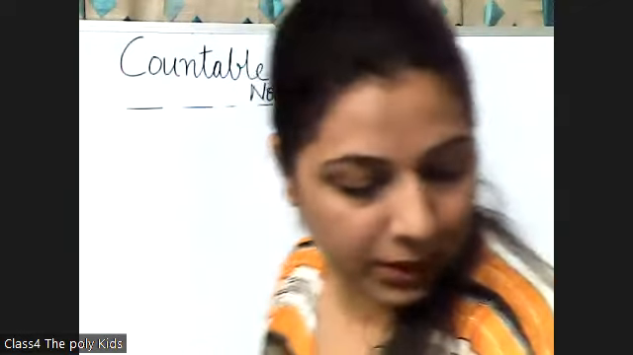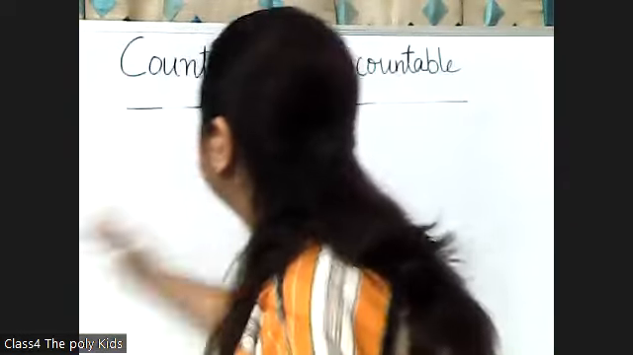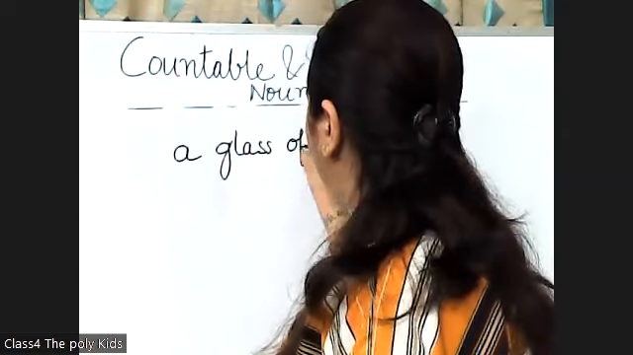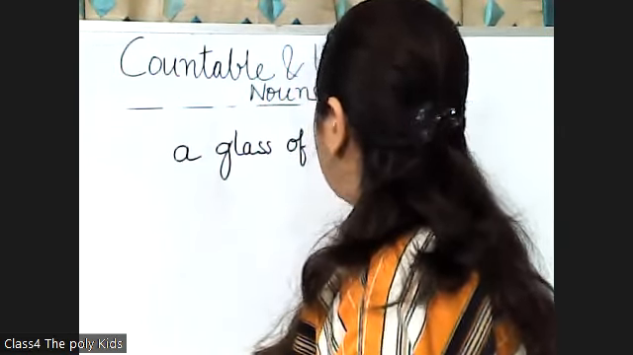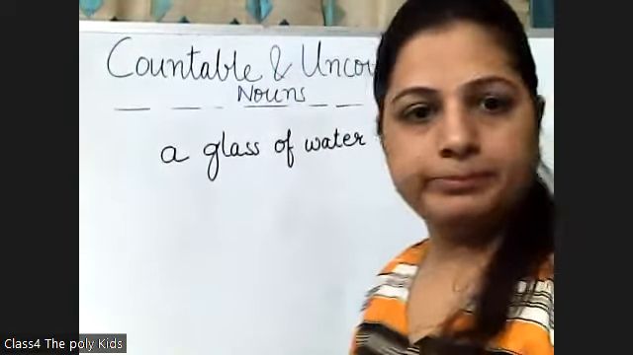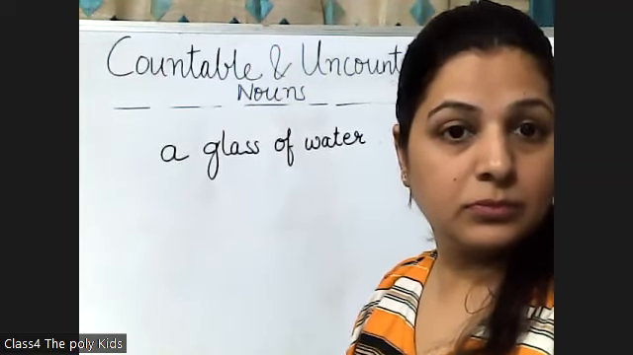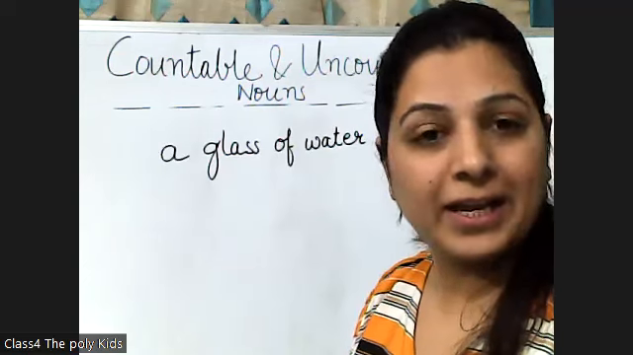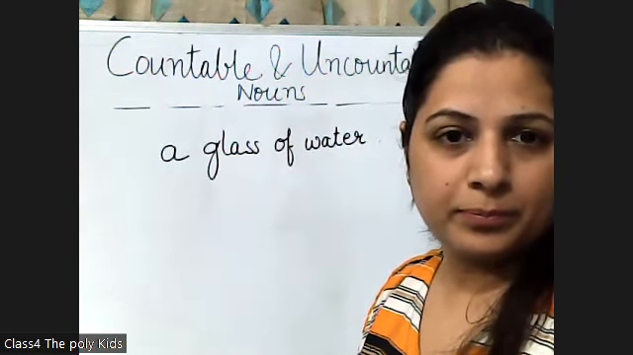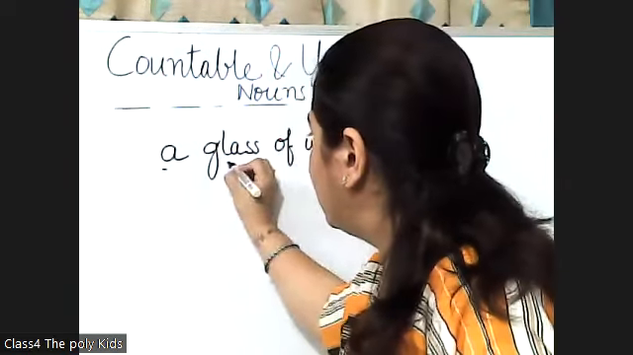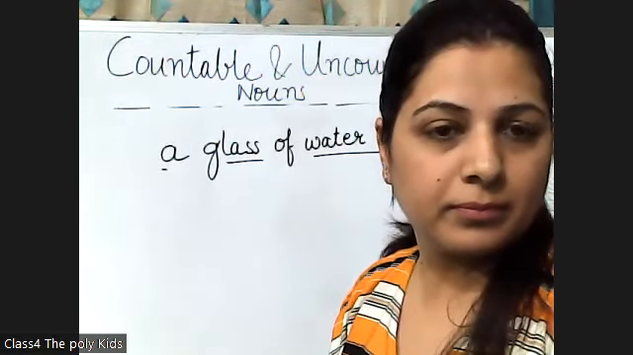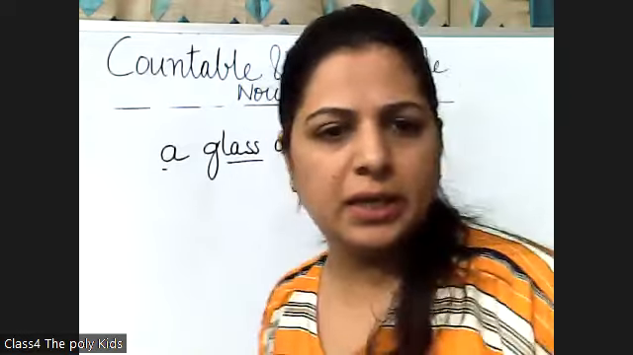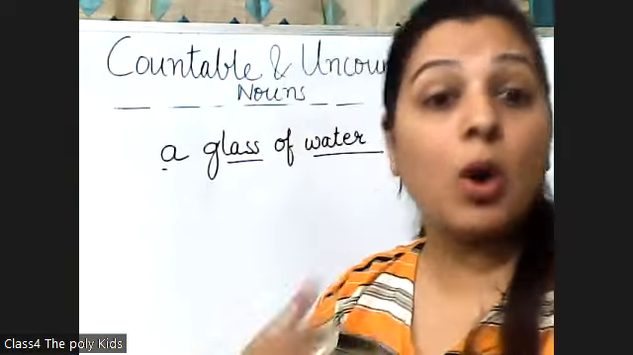Okay, now we have one example. If I say a glass of water, a glass of water, countable or uncountable? Uncountable. Sure? Why? I am saying a glass of water. If it is countable, why? If it is uncountable, why? Just give your reason. No problem in case it is wrong. कोई बात नहीं. आप बताओ आपको क्यों लगा ऐसा?